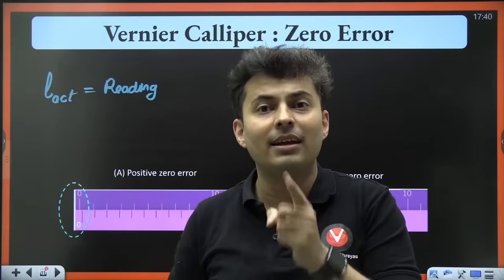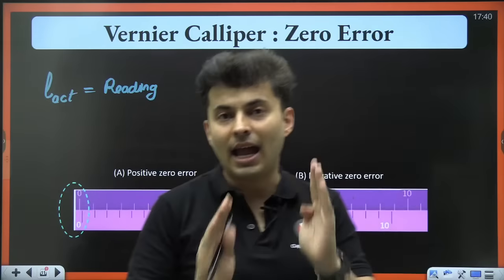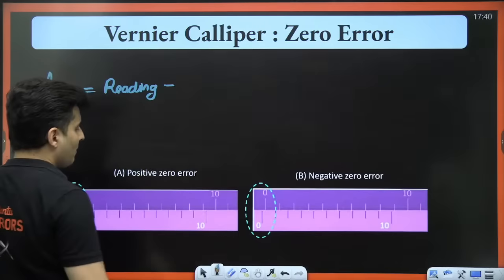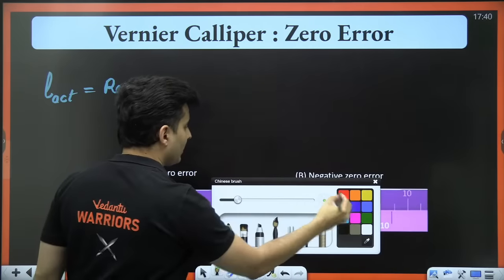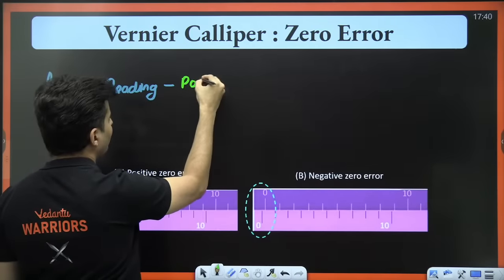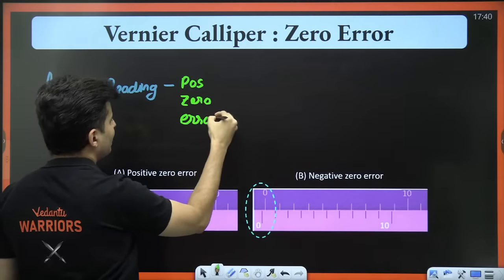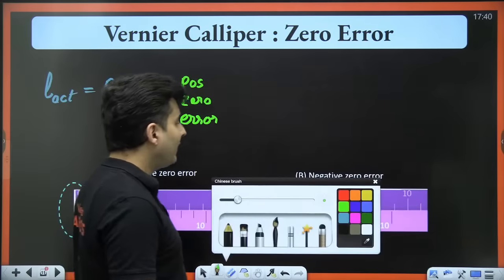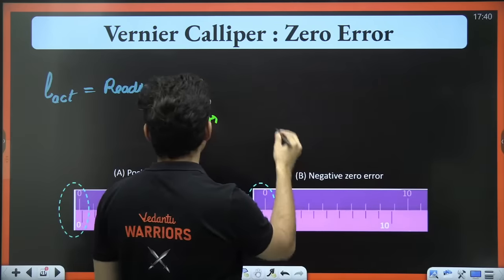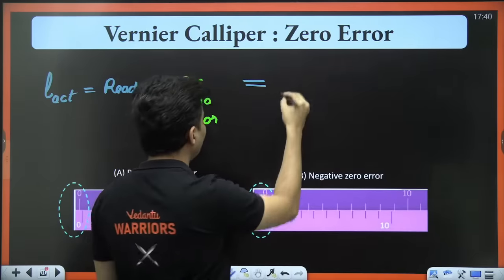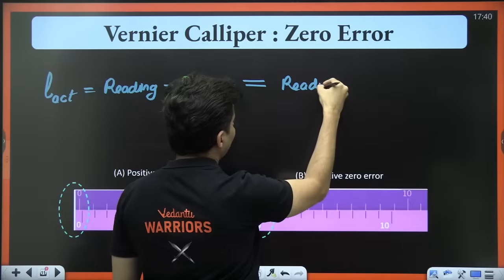So you will take away 1 kg from it so that you get the actual reading. The actual length will be the reading minus the positive zero error. So when it is positive, you subtract. If it is negative, then the actual length will be the reading.